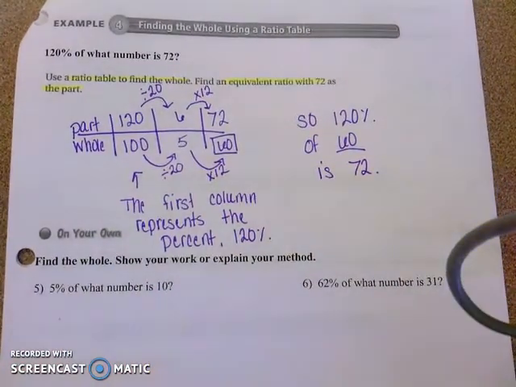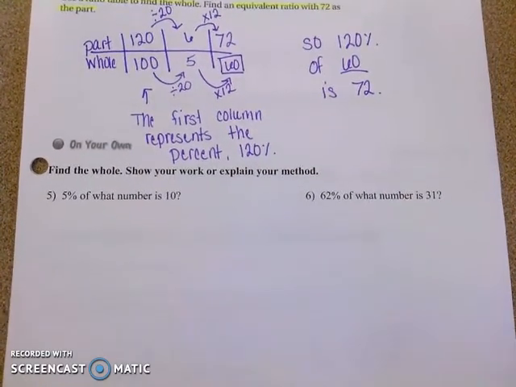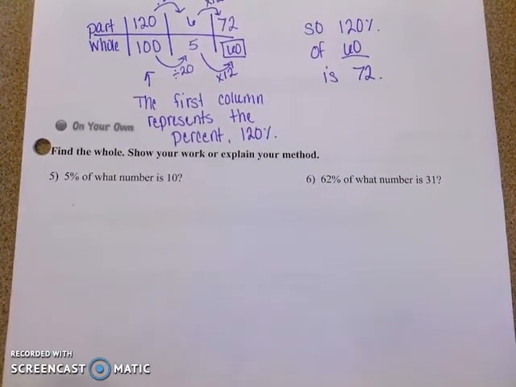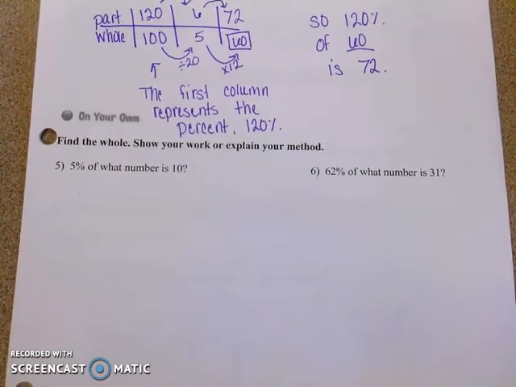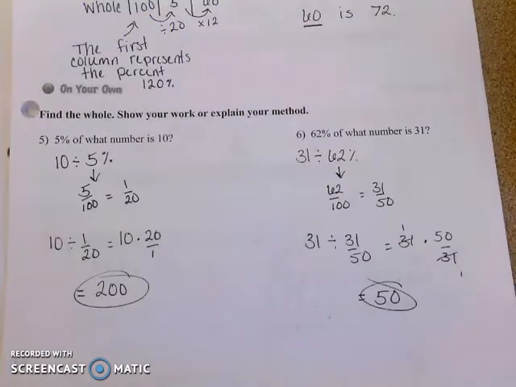60 becomes that number. All right, go ahead and try 2 of these on your own here down at the bottom, numbers 5 and 6. Pause your video, give those a try. You can do the division, dividing by the fraction, or you can set up a ratio table and then unpause the video to check your work. All right, number 5, I got 200, and number 6, I got 50.